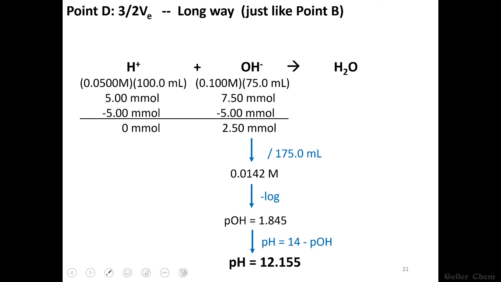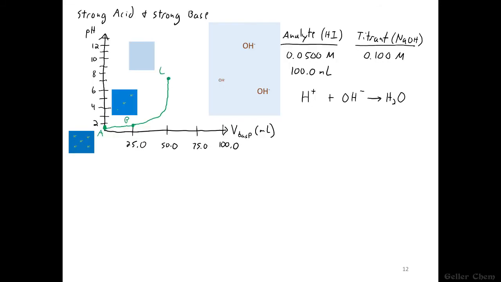So how can we make this a little bit faster? Well, let's write that down. So point D, 3/2 of the equivalence point, 75.0 milliliters. Neutralization, but this time the hydroxide's in excess. The long way was on slide 21, but we're going to do the short way.